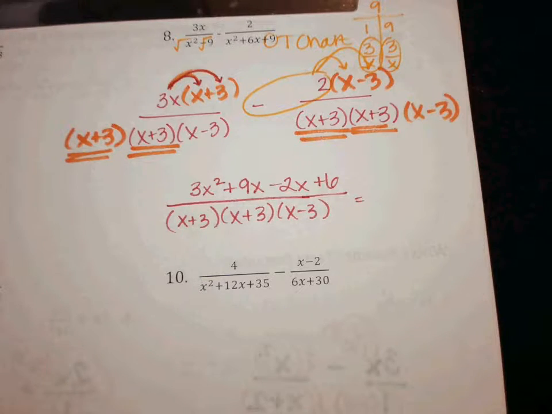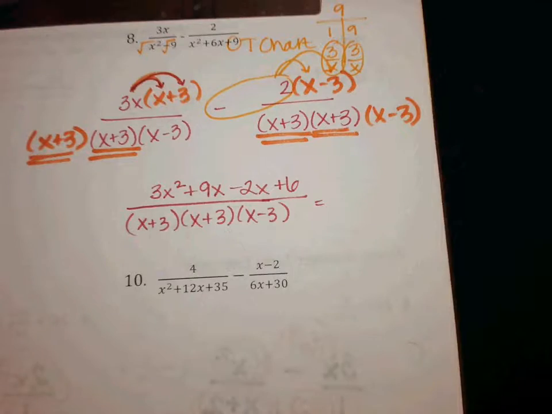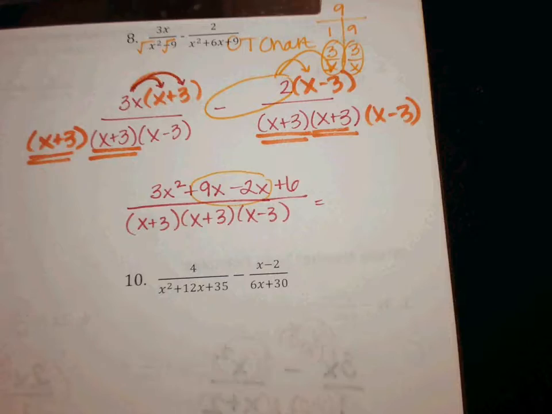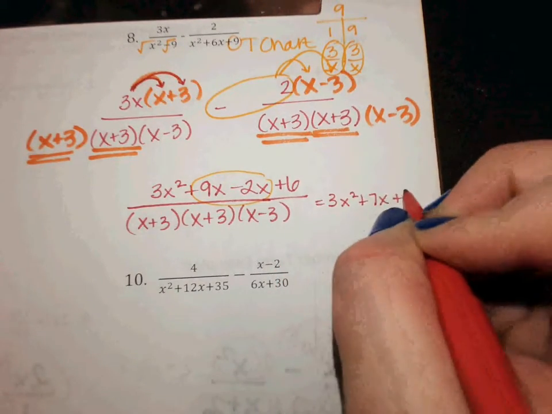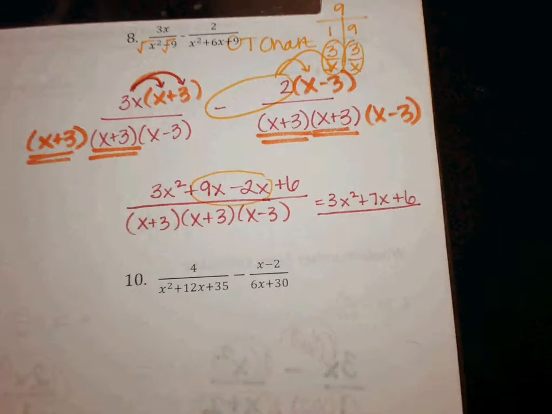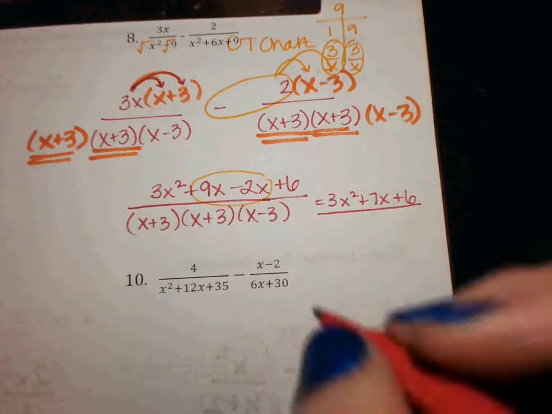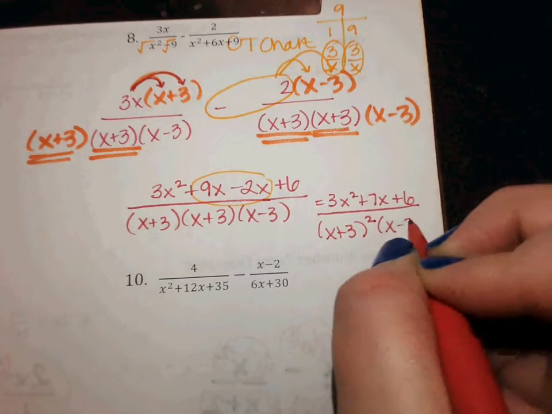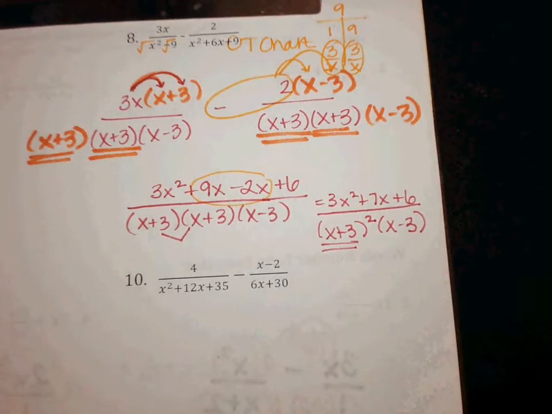And then your last step, you're going to combine like terms and rewrite. So on the top, these middle two guys can go together. What is 9 take away 2? Good. So you'd have 3x squared plus 7x plus 6 over. And then on the bottom, instead of having to write this twice, I'm going to put a squared on it. So I'm going to make it x plus 3 squared and then an x minus 3. So I'm basically taking these two and I'm putting them together to just be a squared.